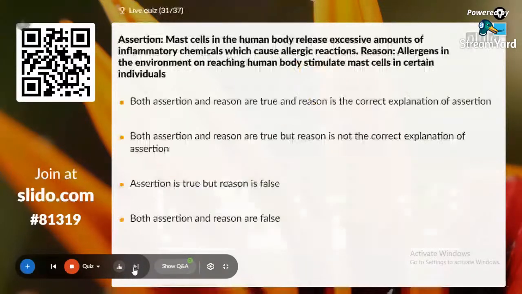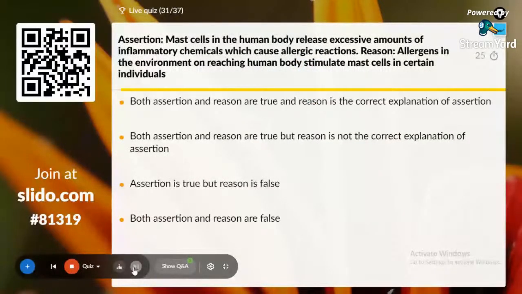31st question, last 7 questions remaining. Assertion reasoning question, previous year AIIMS question. Mast cells in the human body release excessive amount of inflammatory chemical which cause allergic reaction. Recent allergens in the environment on reaching human body stimulate mast cells in certain individuals.